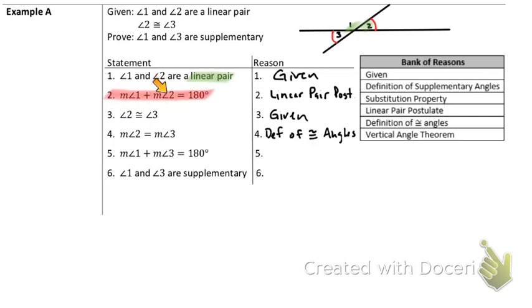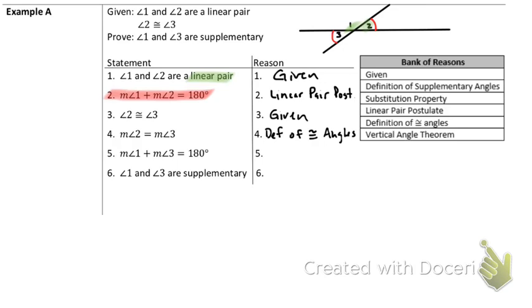Wherever I see angle 2, I can replace it with angle 3. So if you look, step 2 and step 5 are almost identical. We have measure of angle 1 plus, in step 2 we have measure of angle 2, but now we know we can substitute in measure of angle 3 for 2.